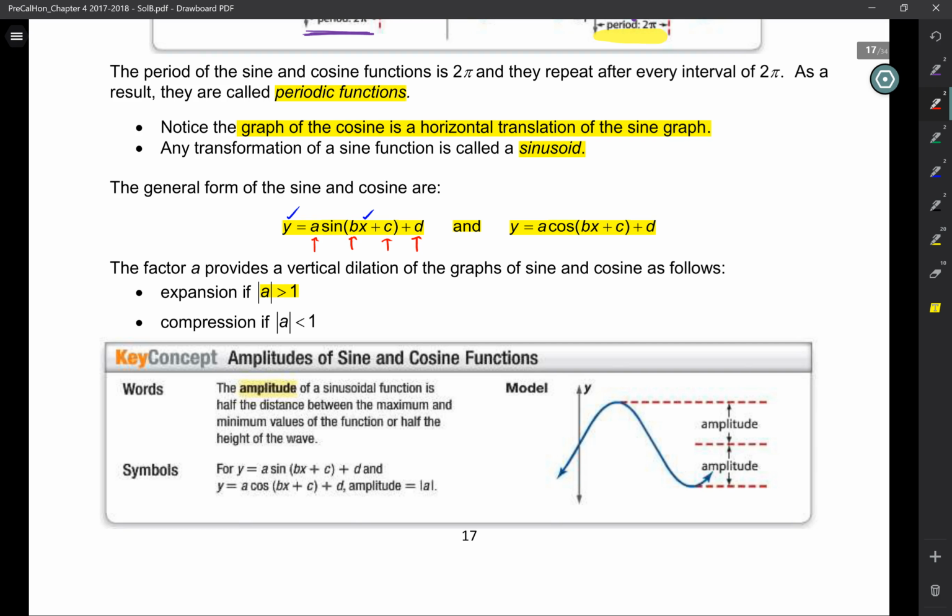So first is the a. The factor a provides a vertical dilation. All right, a vertical dilation. So if I were to stretch and compress vertically. Now, if the absolute value of a is greater than 1, like 3, -4, and so on, then that's an expansion. If the absolute value of a is less than 1, so for example, if a is 1/3, then it's a compression. Okay?